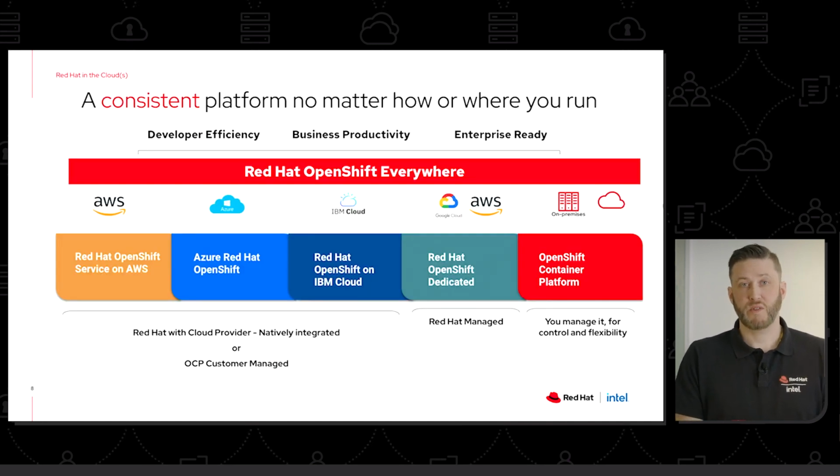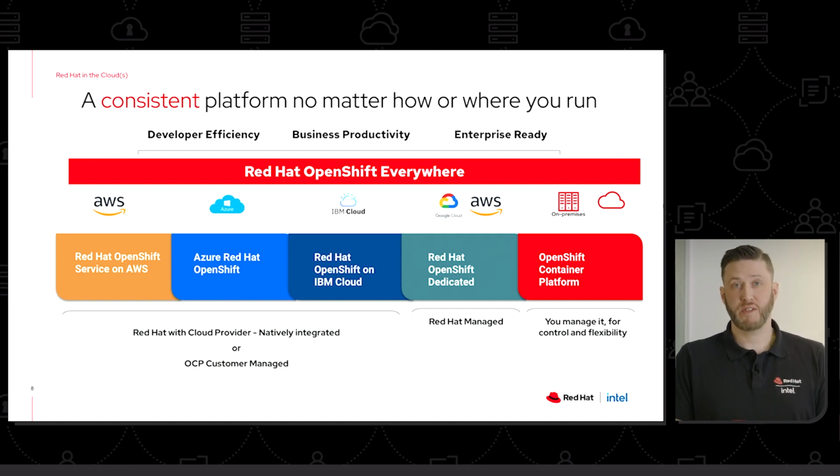OpenShift delivers that consistent platform. A platform for building, modernizing, and deploying applications at scale, complete with a set of services and tools to support you. OpenShift empowers developers and businesses to work smarter and faster. You can run OpenShift in 3 different options: fully managed, dedicated, or self-managed, depending on the specific preferences and needs.